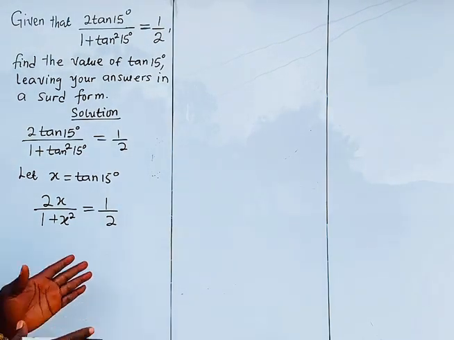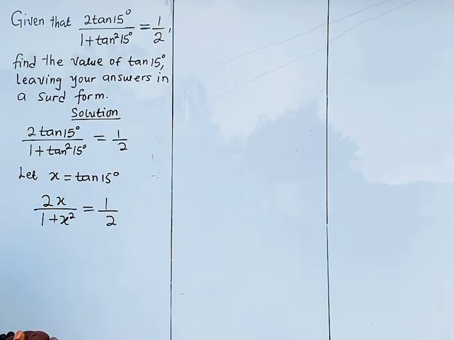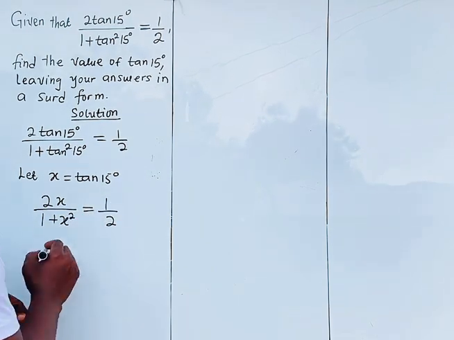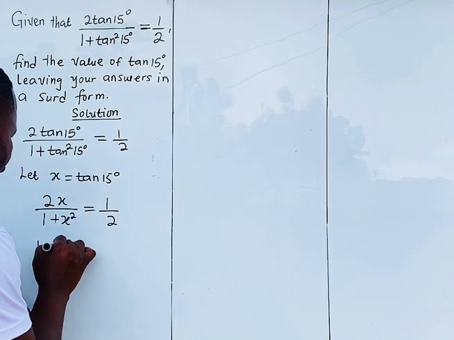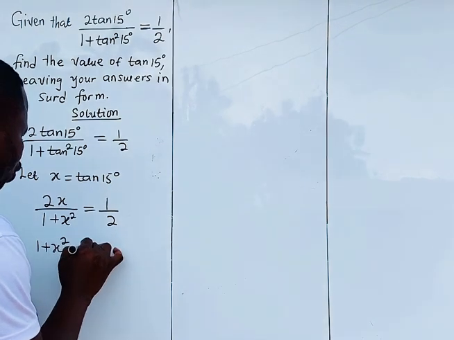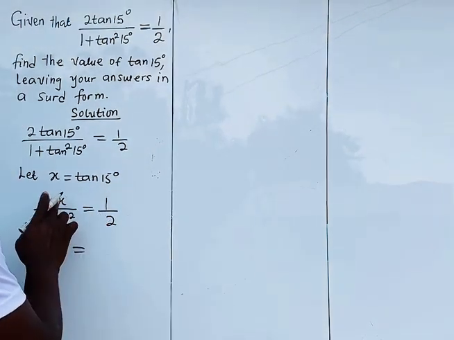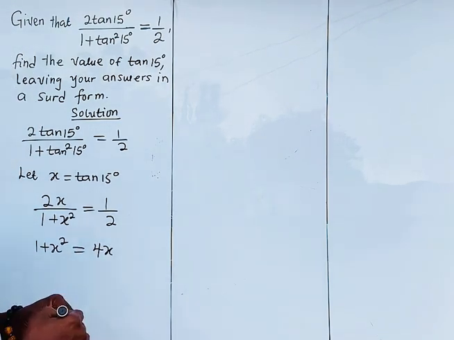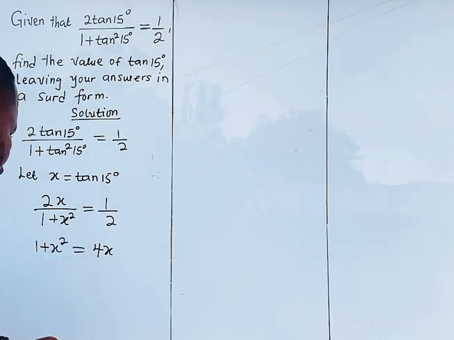This time round, you perform cross multiplication. So you take 1 plus x squared and multiply by 1. I will have 1 plus x squared, and this will be equal to 2 times 2x, which will be 4x.